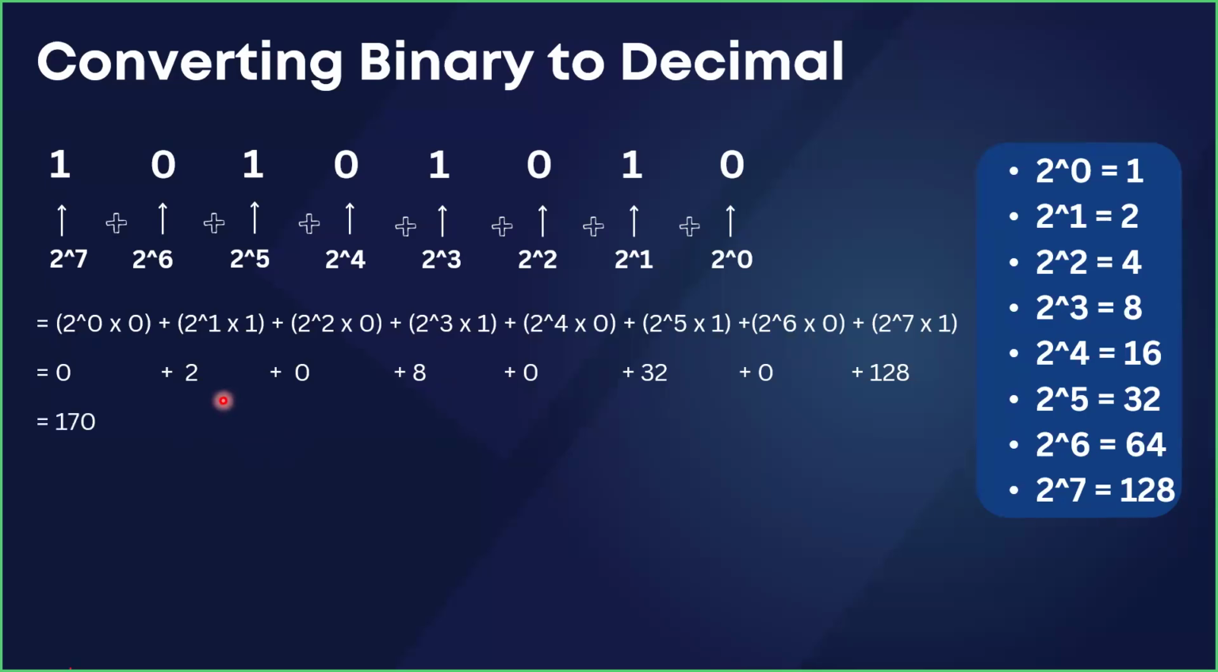So when we humans read the number 170 as 170, the computer reads it as 10101010. When that exact sequence of frequencies flows through a computer, it reads it as the number 170. That is how you convert any binary number into a human readable decimal number.